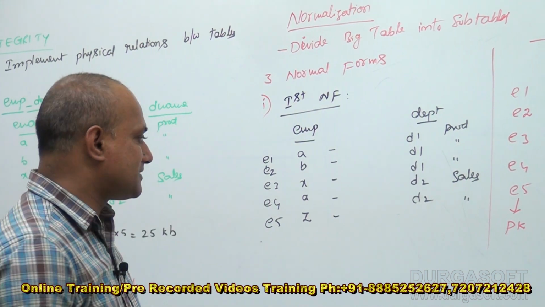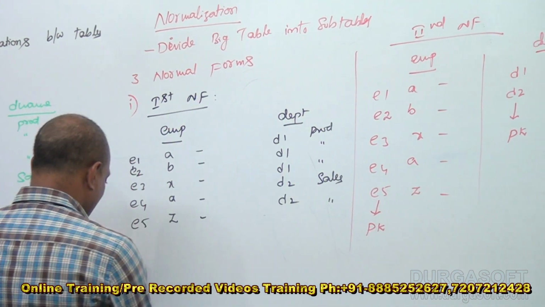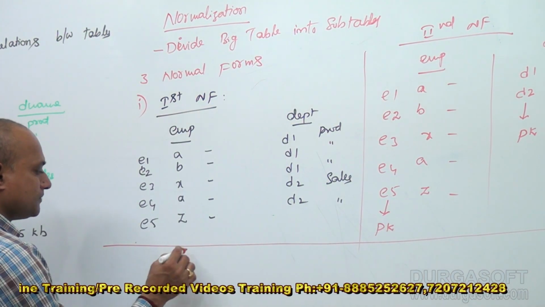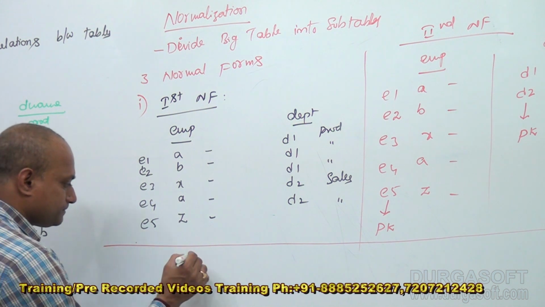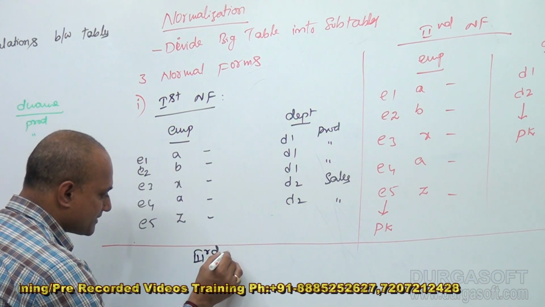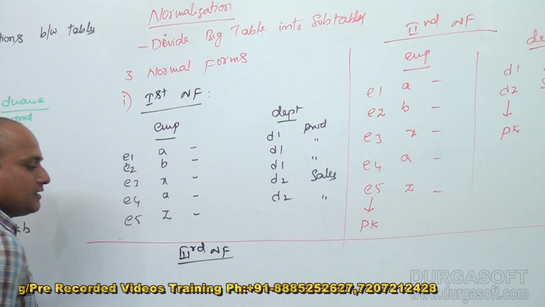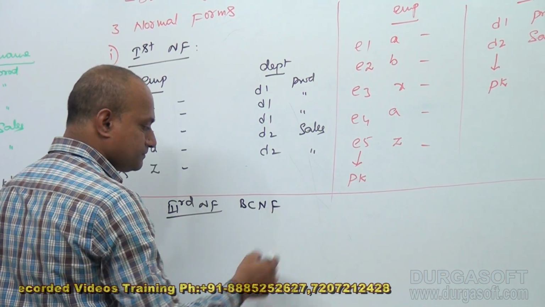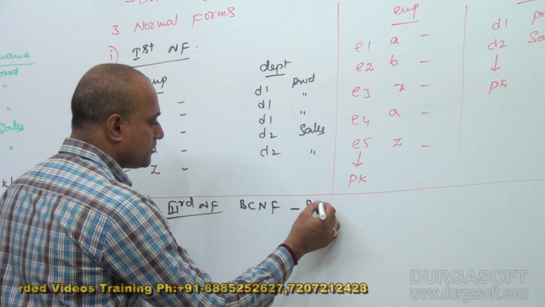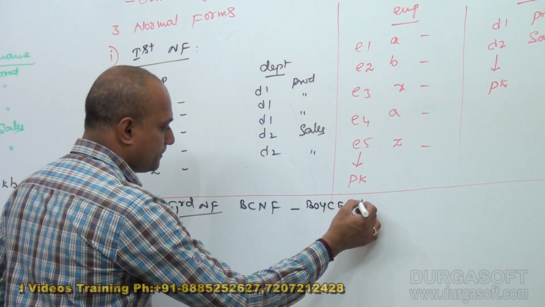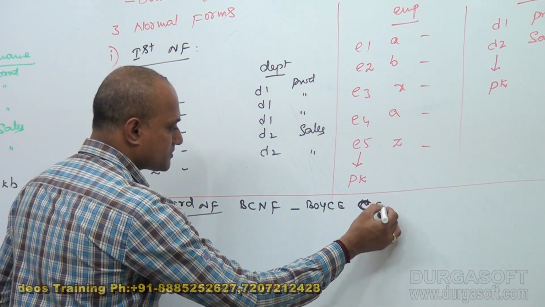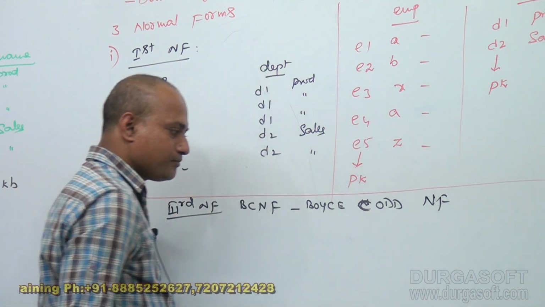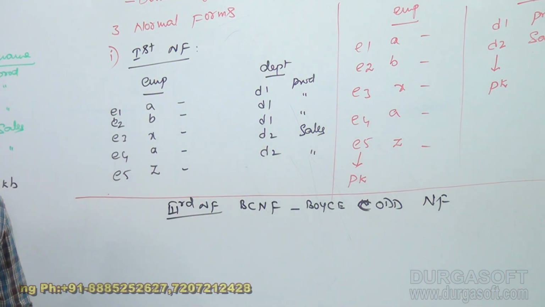So in that case, I can implement the third normal form. Here see, what is third normal form? Third normal form is also called BCNF. BCNF stands for Boyce-Codd normal form. Remember, BCNF is also known as third normal form.